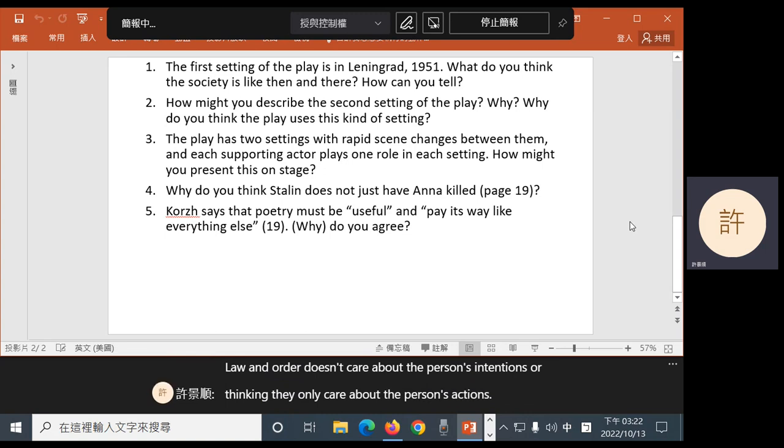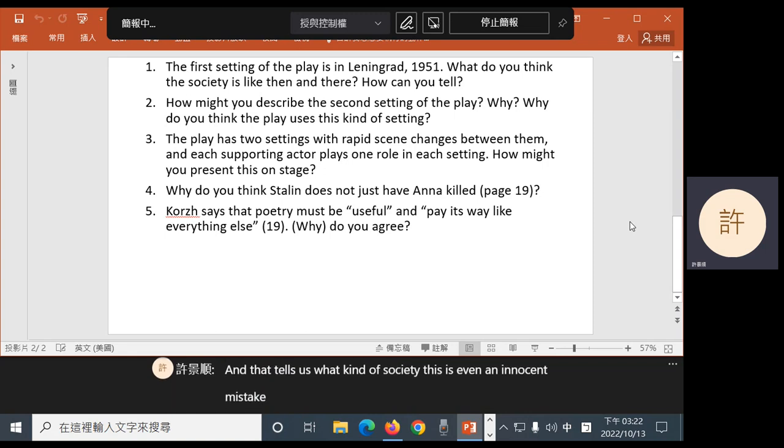And then Rachel tries to explain her situation. She says, my tracer went random. I'm trying to go home. So if this is true, then she has done nothing wrong. But she's still so afraid of this voice. And that tells us what kind of society this is. Even an innocent mistake can have very serious consequences.